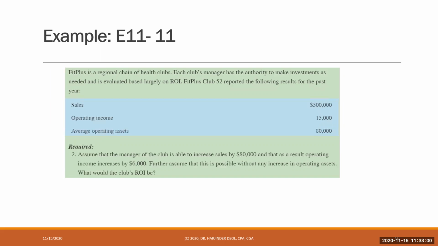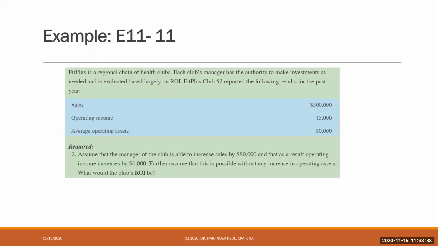Same facts. Assume that the manager of the club is able to increase sales by $80,000, and that as a result, operating income increases by $6,000. Further assume that this is possible without any increase in operating assets. What would the club's ROI be in this case? So over here, we're not that interested in the increase in sales. We know that if sales go up, there should be an increase in operating income. So that is our concern. By how much does operating income change?